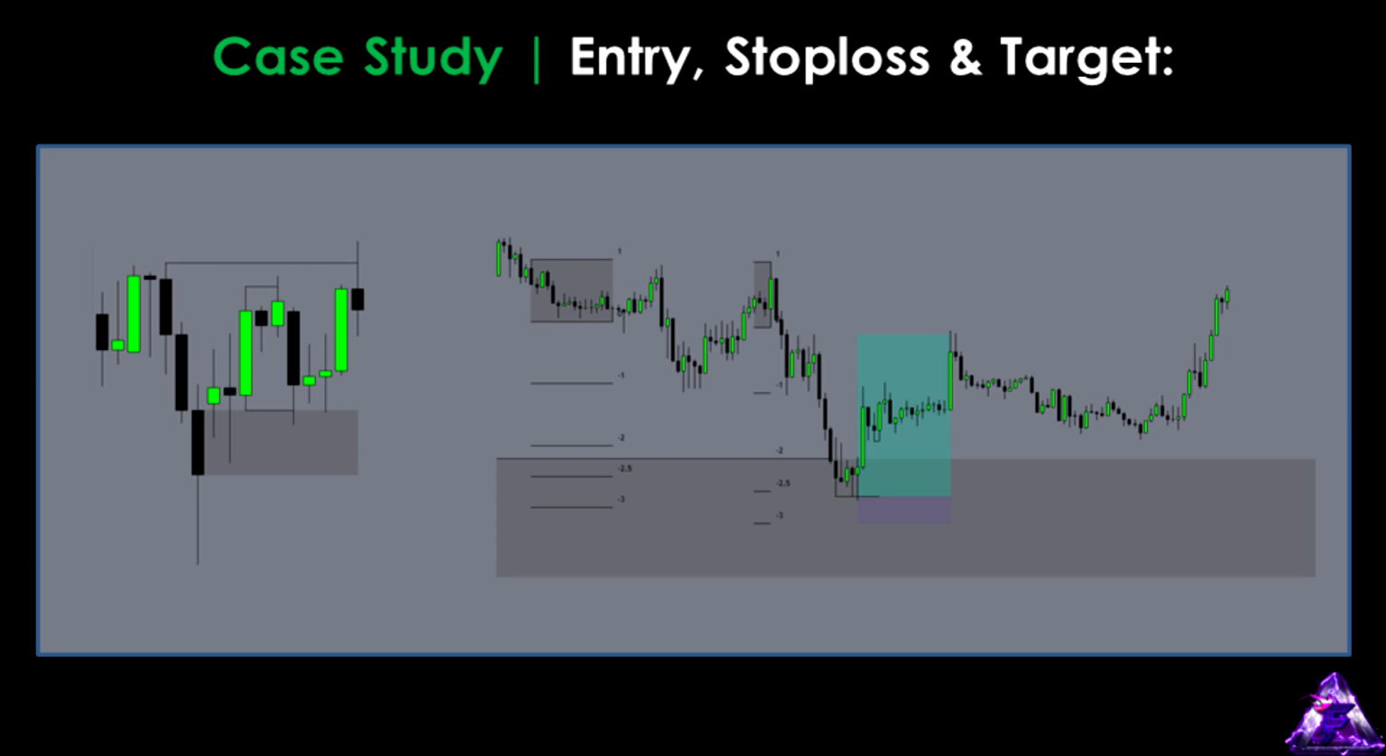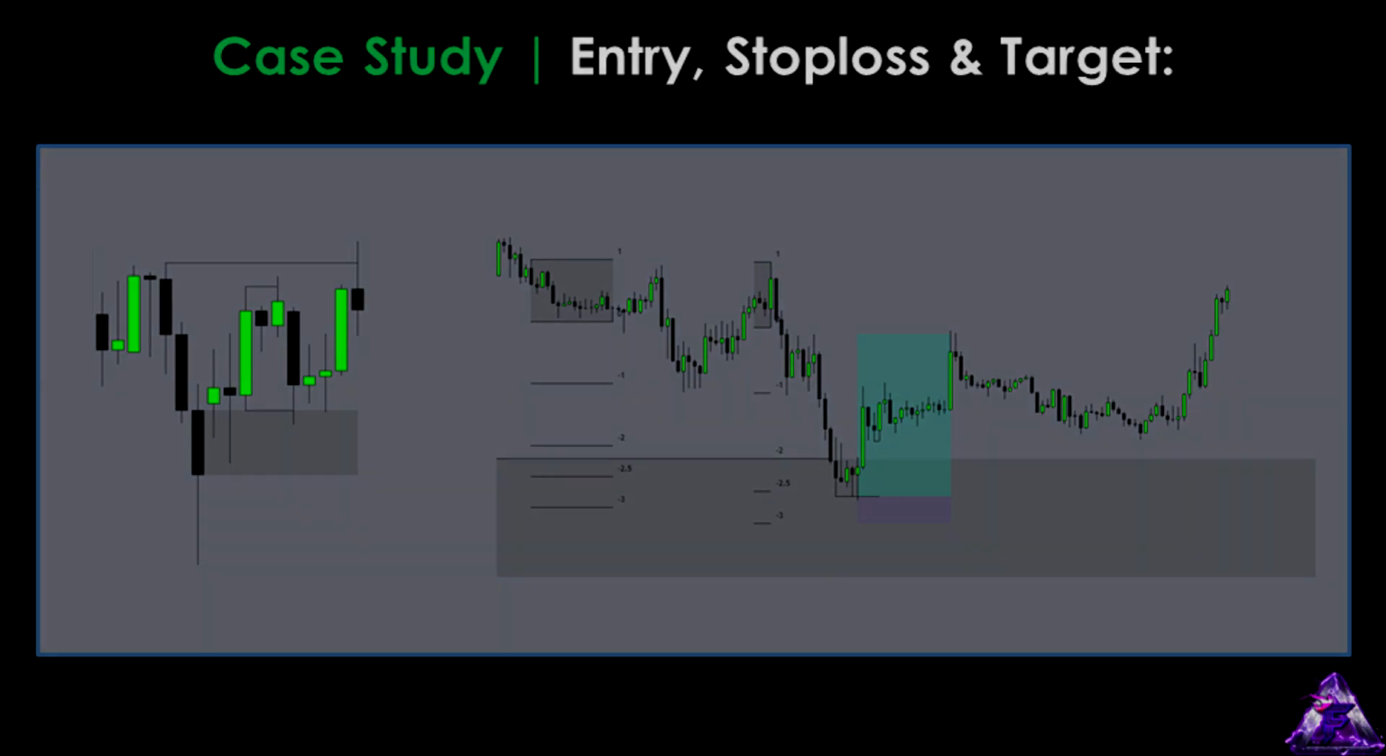This example clearly illustrates how to frame precise and high probability entries by integrating standard deviation levels, key levels, and turtle soup setups. The structured approach ensures logical stop loss placement and enhances trade precision while maintaining a solid risk to reward ratio.